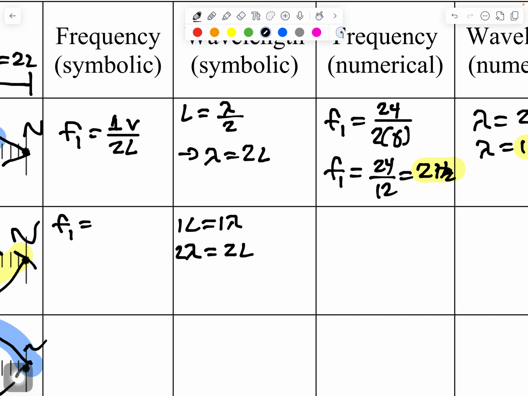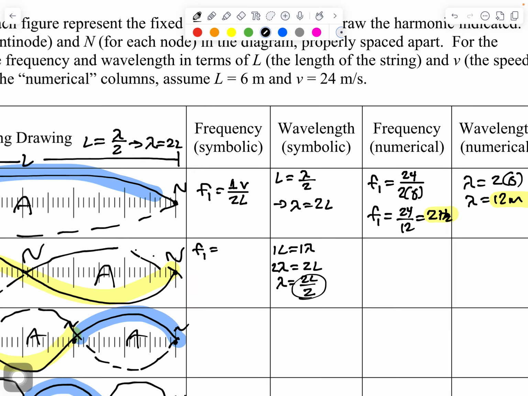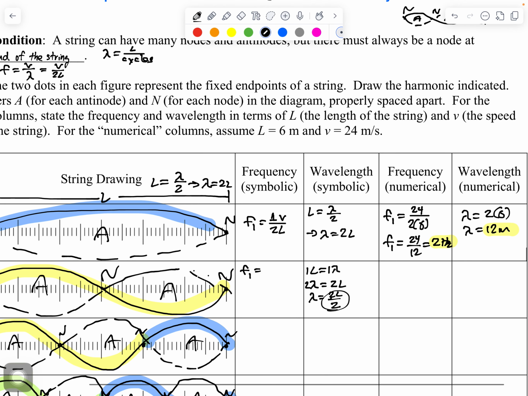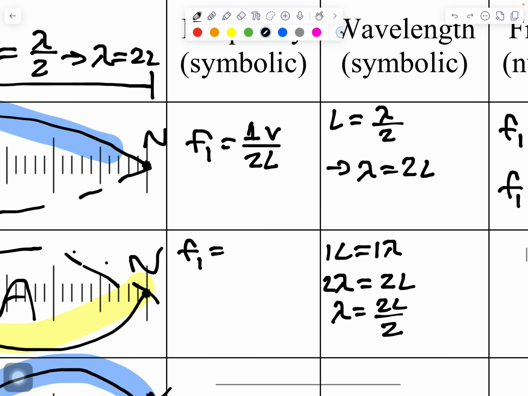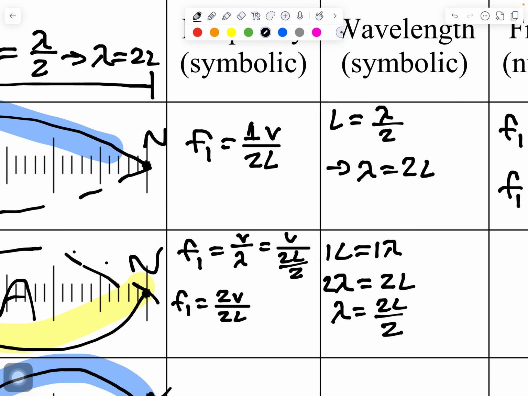And why would I be doing this? Because if I can write it like this, where lambda equals 2L over 2, and substitute that in place of lambda, then here's what I get. I get V over the wavelength, which is V over 2L over 2. But if I divide by 2L over 2, I'm really multiplying by 2 over 2L. So it's 2V over 2L.